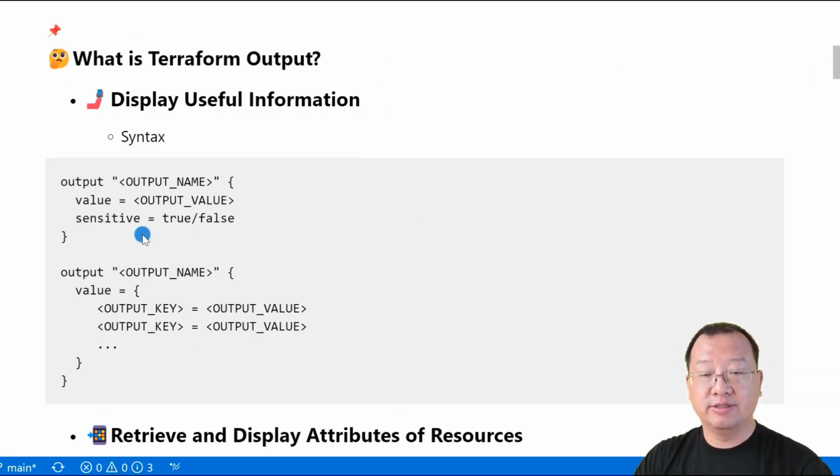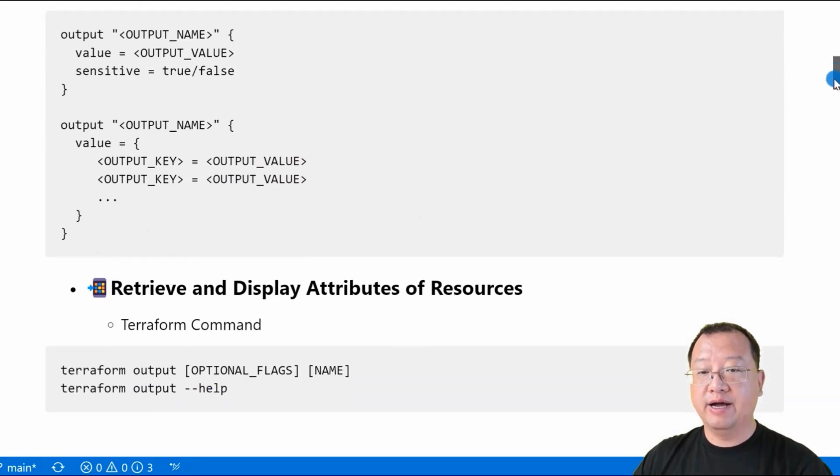Please be cautious. Sensitive equal to true only protects sensitive information in the Terraform command log. If you use the Terraform output command, you can still get the sensitive information, so it's not secure. If you have multiple values, you can use curly braces around the values.